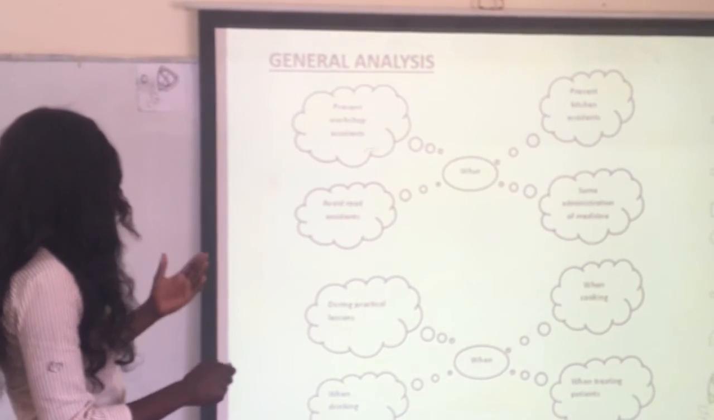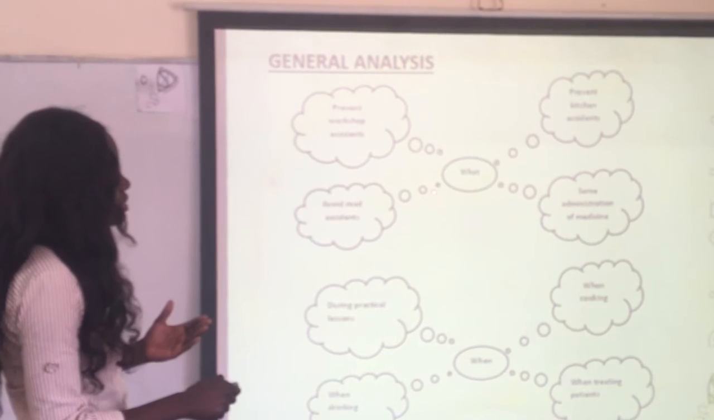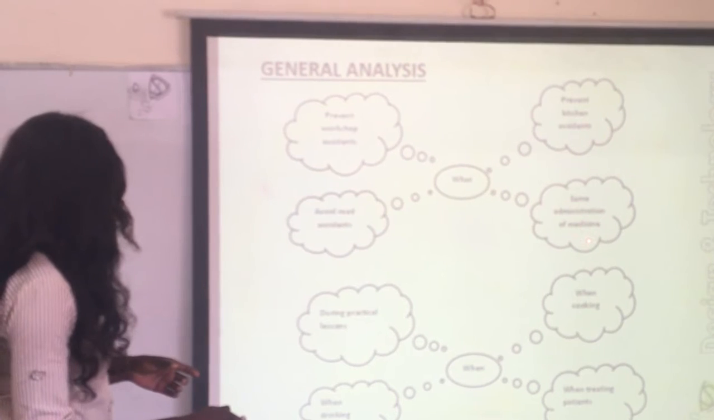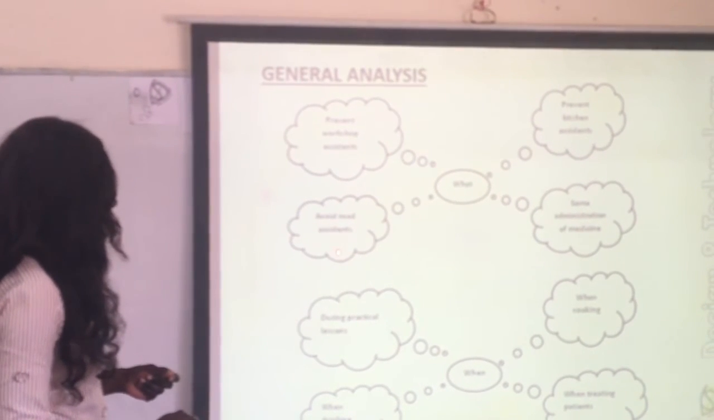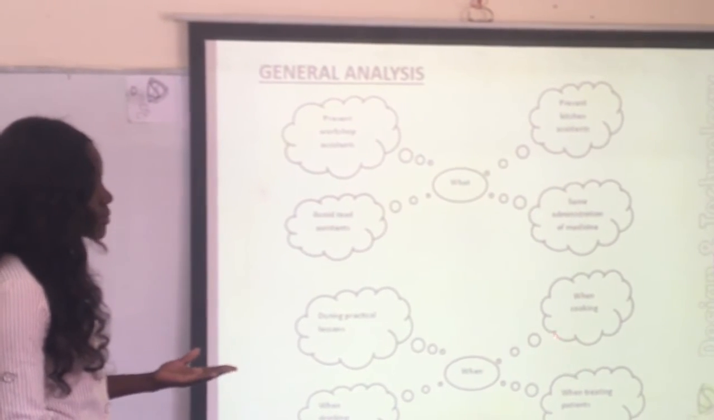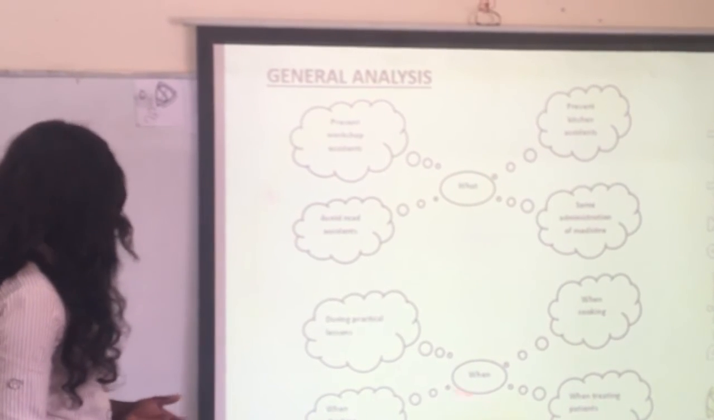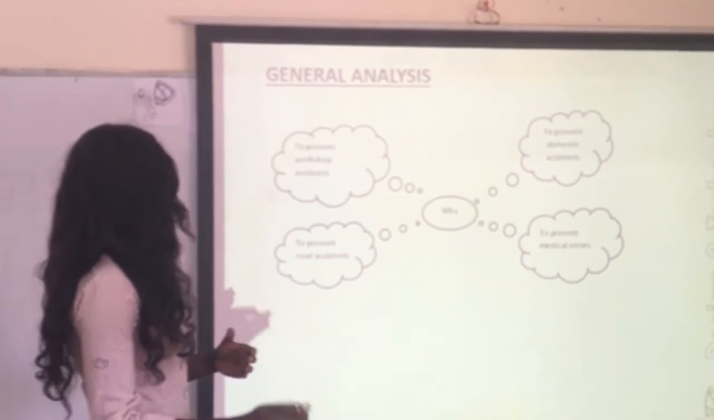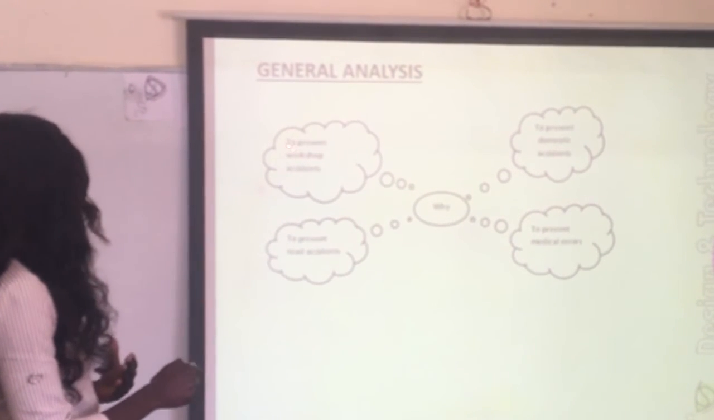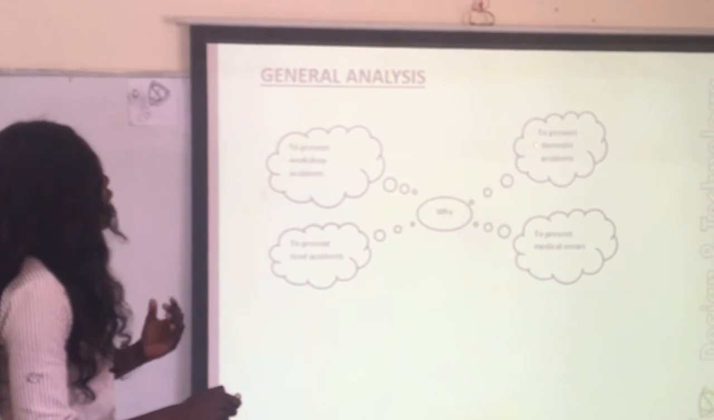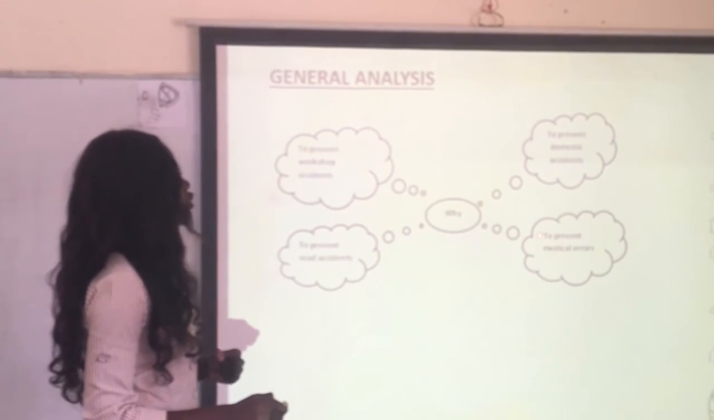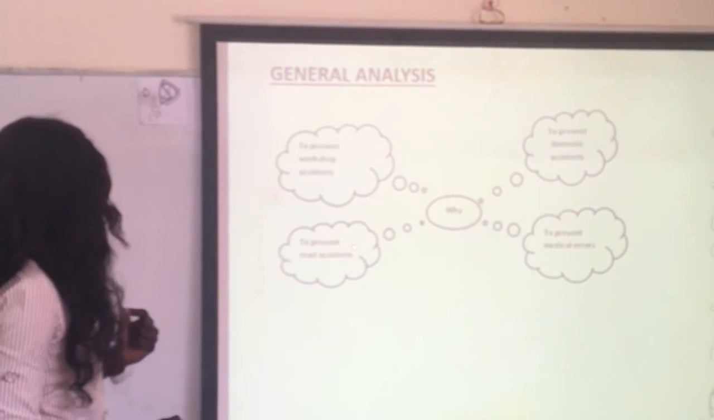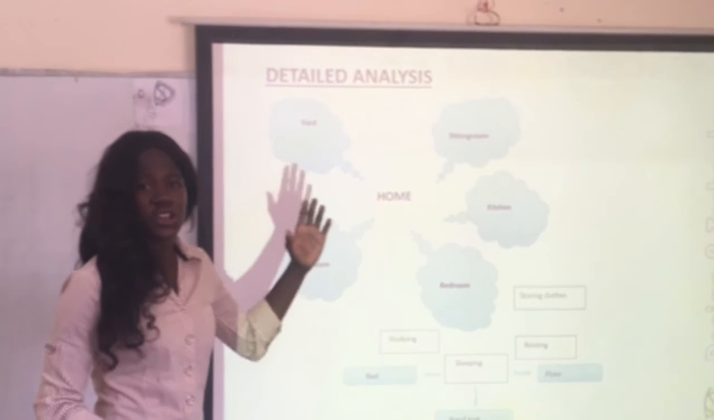Okay. What? To prevent workshop accidents, to prevent kitchen accidents, some administration of medicine, avoid road accidents. Then when cooking, when treating patients, during practical lessons, and when drinking. And then the last one, which is why? To prevent workshop accidents, to prevent domestic accidents, to prevent medical errors, and to prevent road accidents. So this is on the general analysis.